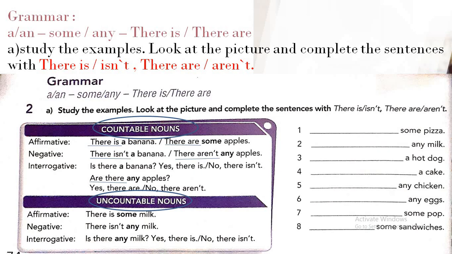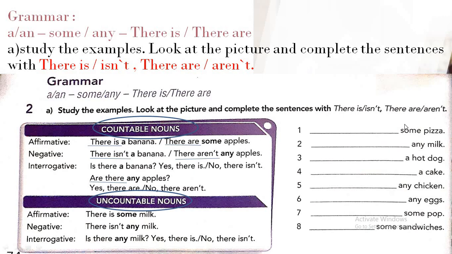Now let's move to uncountable nouns. For affirmative, there is some milk. For negative, there isn't any milk. Interrogative, is there any milk? Yes, there is, or no, there isn't. Good. Now, let's do the exercise.